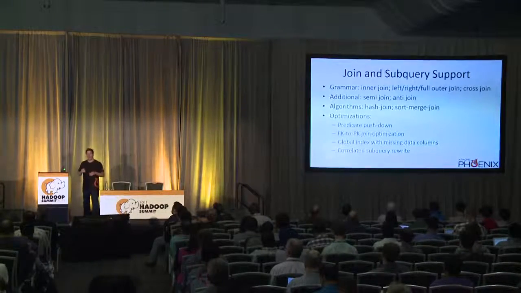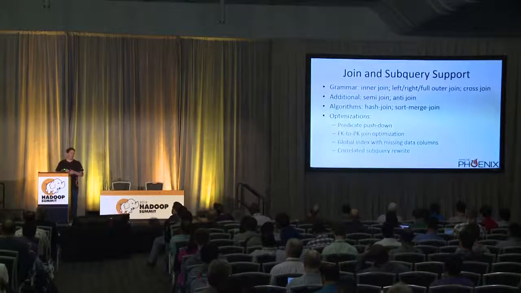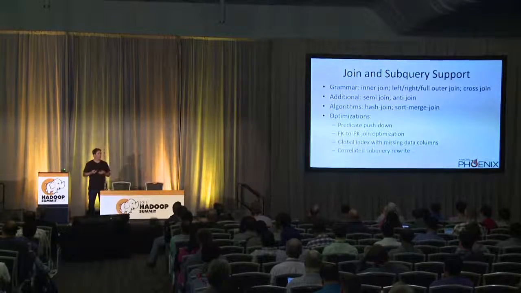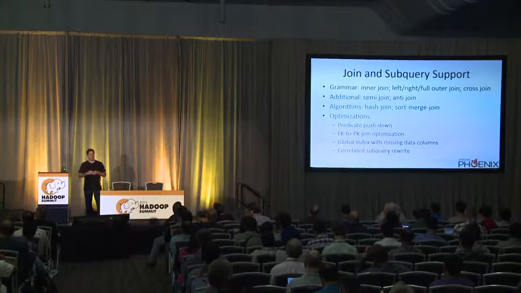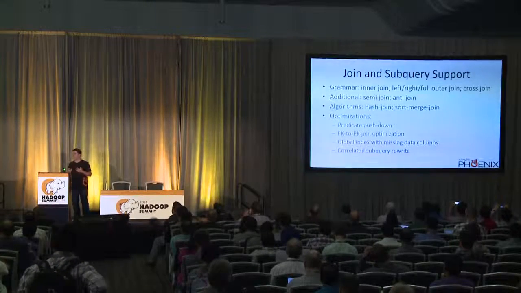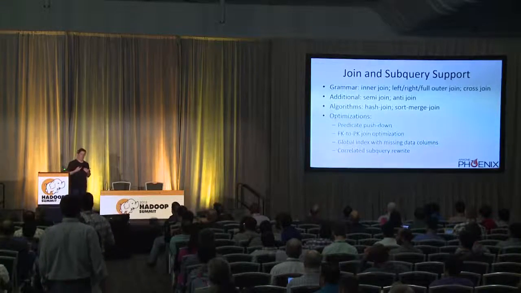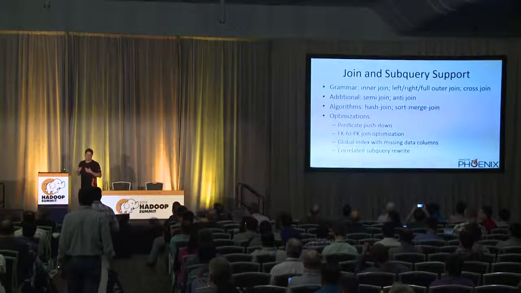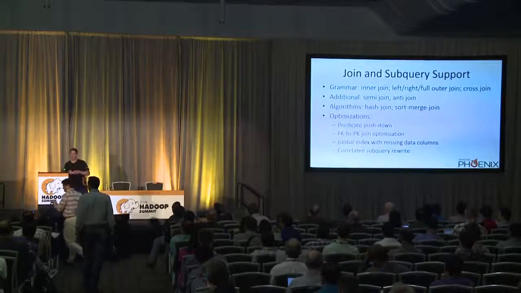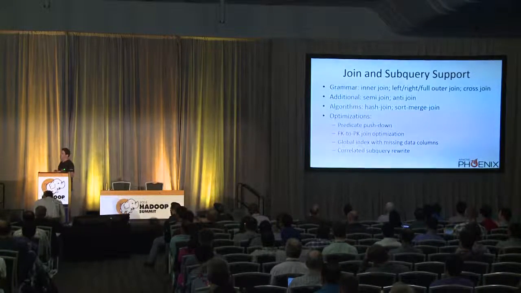OK, now let me take a little bit closer look at our join and subquery support. In terms of grammar, we support all the things you'd expect: inner joins, left, right, full, outer joins, cross joins. We also support semi and anti-joins. A semi-join is where you use the in clause, and anti-join is where you use exists. We support two different types of algorithms for joins: both a hash join as well as a sort merge join.